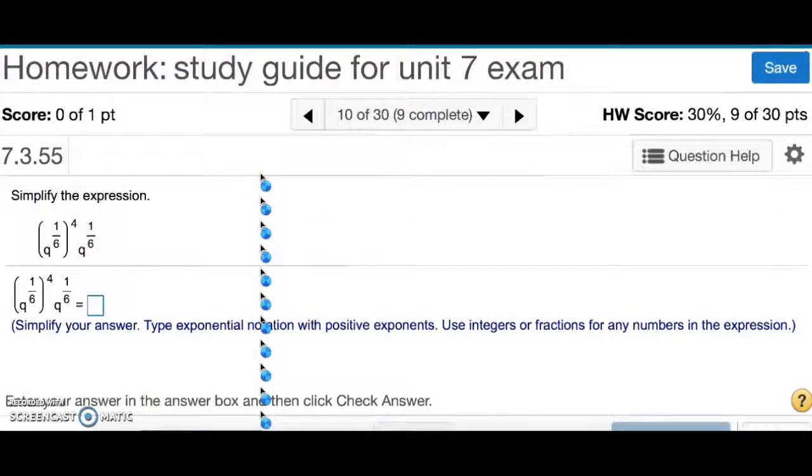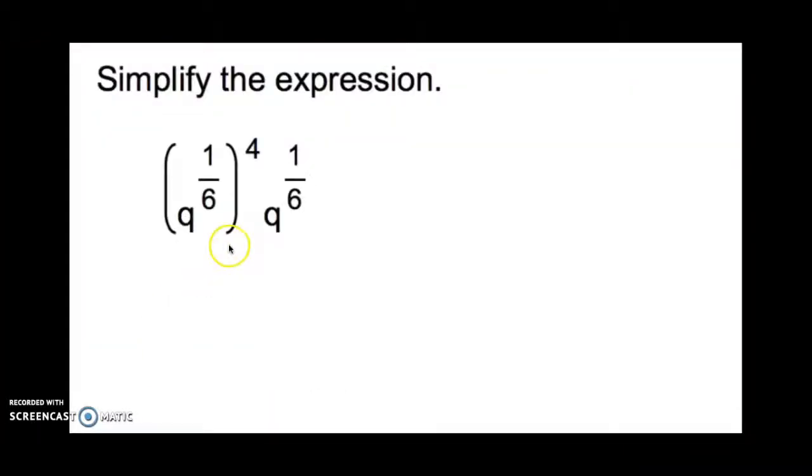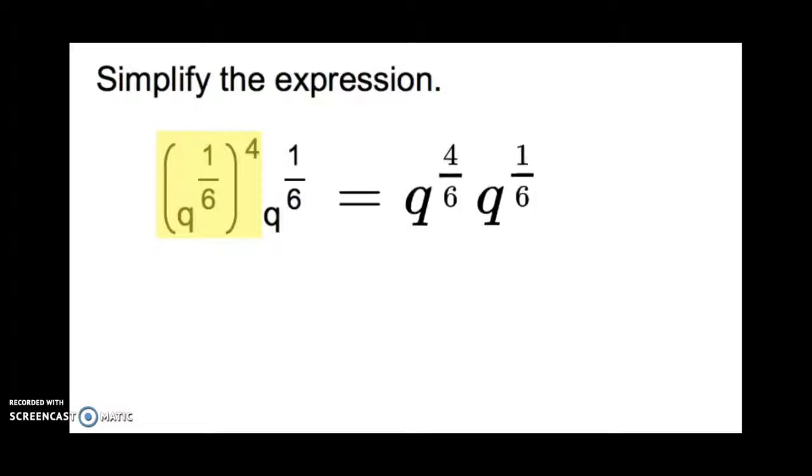All right, number 10, it says to simplify the expression. Let's take a closer look at that. So we are simplifying this. The first thing I notice is that all of this is being raised to the 4th power. So I need to take care of that first. So we have an exponent being raised to a power. So I multiply 1/6 times 4, which will give me 4/6.